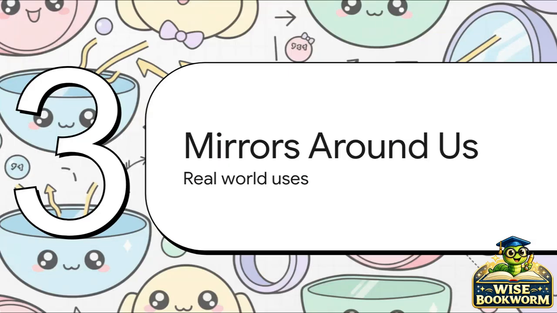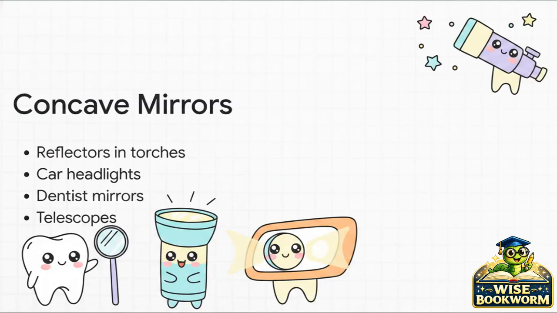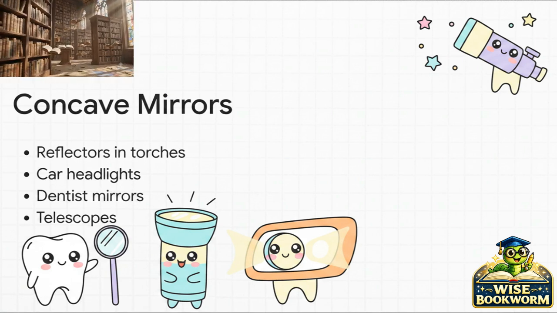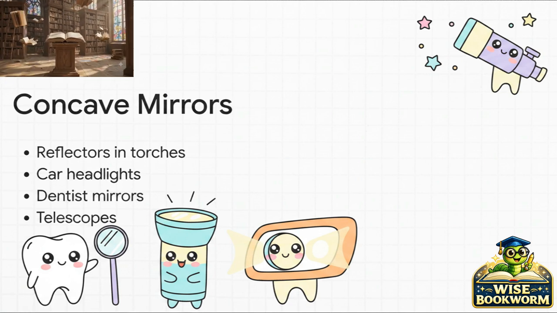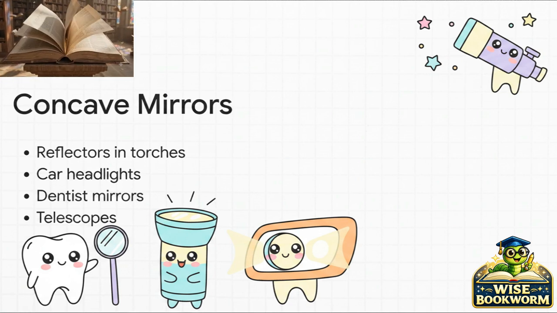Section 4, curved mirrors around us. Concave mirrors, those are the inward curving ones, are absolutely crucial when you need to enlarge a close-up view or heavily focused light. That is exactly why your dentist uses one. When they stick that tiny mirror in your mouth, the concave shape gives them a magnified, supersized view of your teeth. You'll also find these acting as reflectors inside flashlights and car headlights to focus the beam, and they're even used as the primary mirrors in massive reflecting telescopes to help astronomers study deep space.